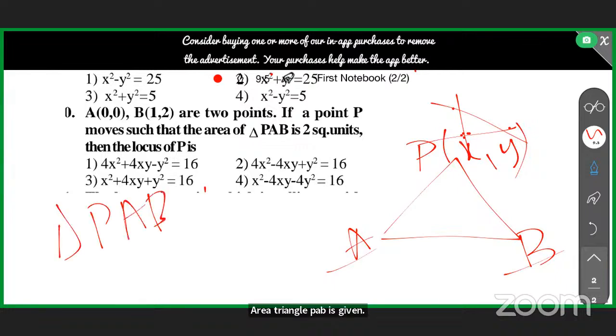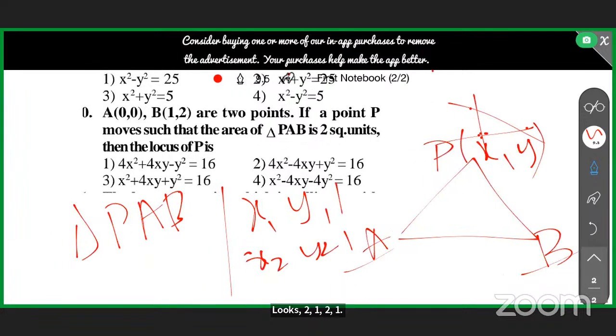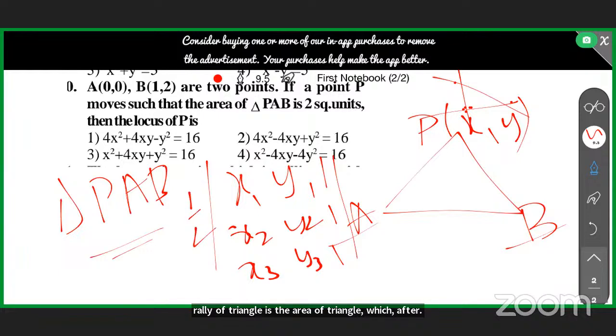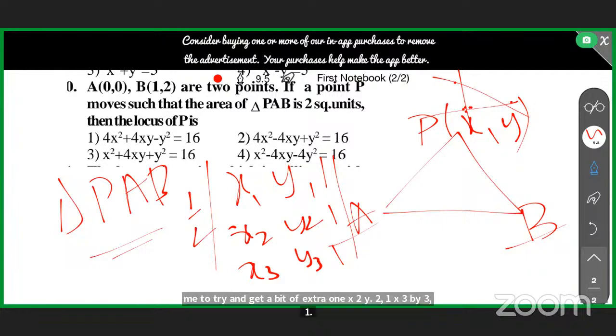So use this formula. The area of the triangle is half into the determinant of x1, y1, 1, x2, y2, 1, x3, y3, 1. The area of the triangle is given. Put everything in, simplify, and we'll get the equation of the locus of point P.